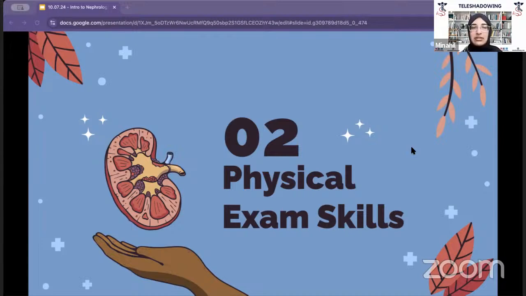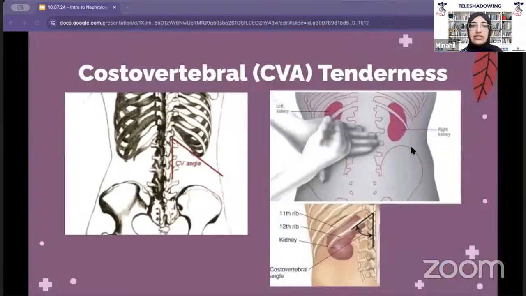Now I'm going to talk to you a little bit about physical exam skills when it comes to a patient. Let's say they're complaining about lower flank pain, which is lower mid back pain, and you want to try figuring out what's going on. There's a physical exam called testing for CVA tenderness. CVA stands for the costovertebral angle. And it's basically the angle that's formed between the lower border of the 12th rib and the spine. So remember, we have 12 ribs. And at the end of it, this is where the kidney tends to be located.